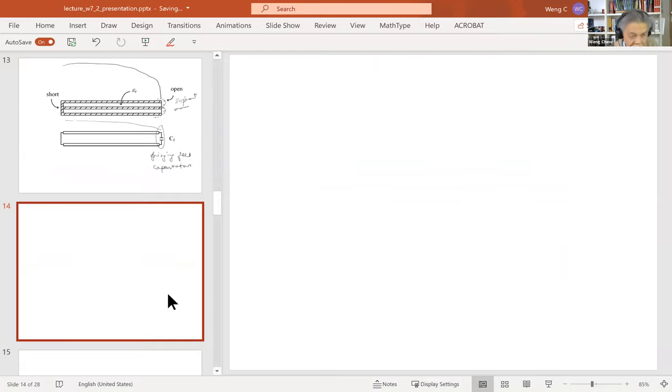So let's go and look at other kinds of resonators. We have seen how to make resonators using a simple transmission line. What happens if you want to build resonators with other kinds of microwave components like a waveguide? Okay, we can think likewise: what happens if I have a rectangular waveguide?